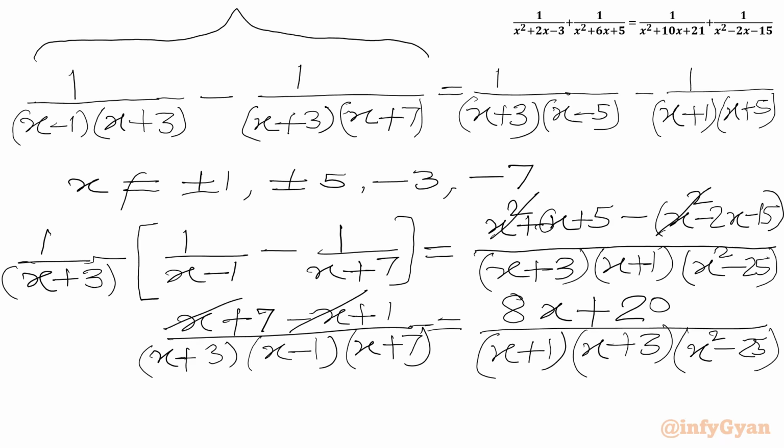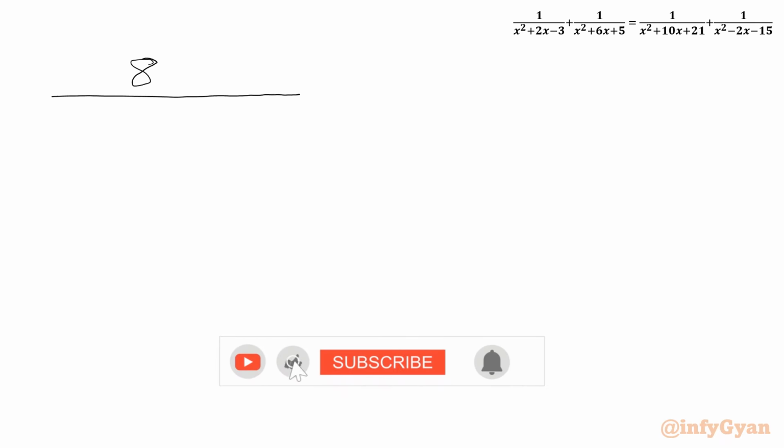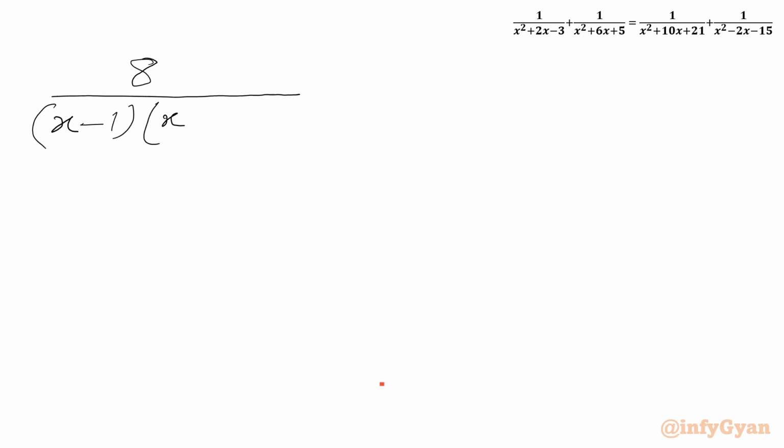So we'll be writing here 8 over x minus 1 times x plus 3 times x plus 7 in the LHS. And in the RHS, we'll take 4 common, so in the bracket 2x plus 5. So I will write here 8 over x minus 1 times x plus 3 times x plus 7. And in the RHS, we will get 8x plus 20, so we will take 4 common. So in the bracket, we can write 2x plus 5.